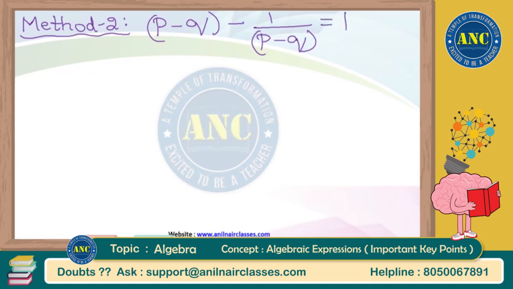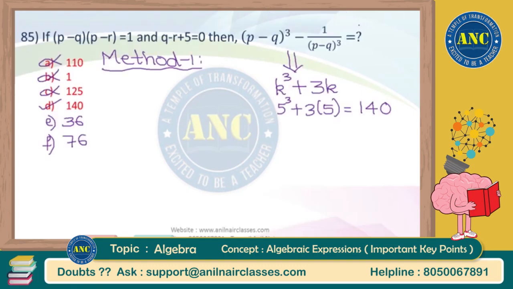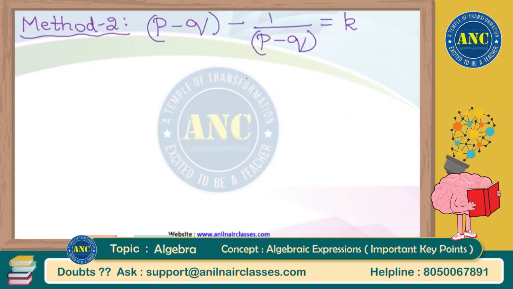If I know this value as K for example, then finding out (P minus Q) whole cube minus 1 divided by (P minus Q) whole cube is definitely not a difficult task. Now see here, sir, some way or the other I should get this P minus Q minus 1 divided by P minus Q value. How will I get it? Observe carefully. They have given you another condition. That condition is Q minus R plus 5 equal to 0. Let me put that equation.